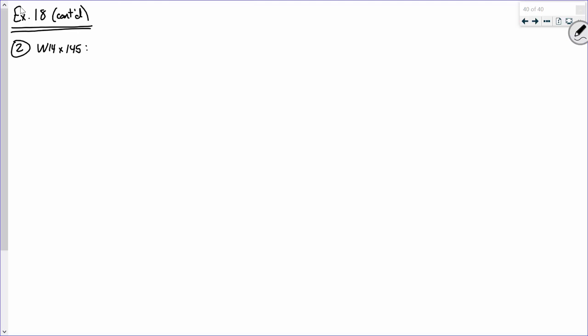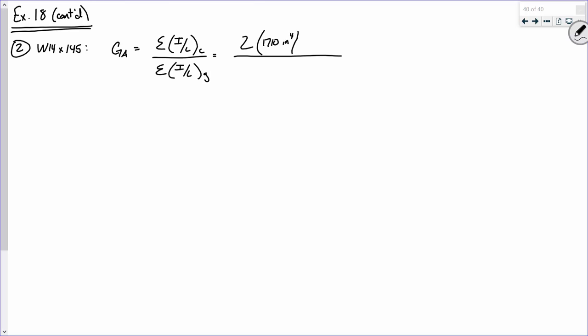So the calculation is exactly the same, except we have a different column. The sum of I over L for the columns divided by the sum of I over L for the girders. So there's 2 columns, right? Framing into each joint. Now what's the moment of inertia of that column? 1710. Divided by what?